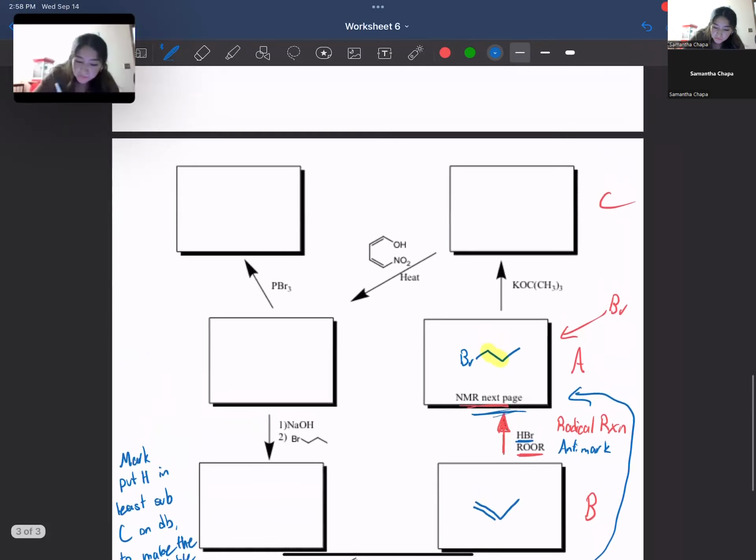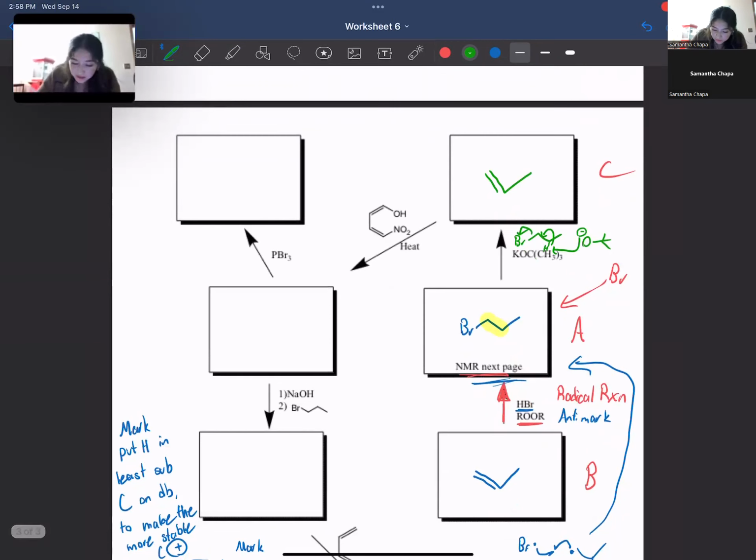Okay. Let's go back to C. Potassium tert-butoxide. It's a big bulky base. We have a good leaving group. So our big bulky base is going to come in and deprotonate this hydrogen. The hydrogen is going to put its electrons into a double bond, and we're going to break the bromine off. So we form a double bond again. There we go.